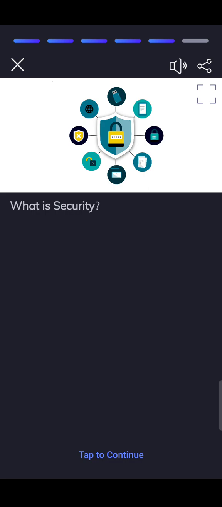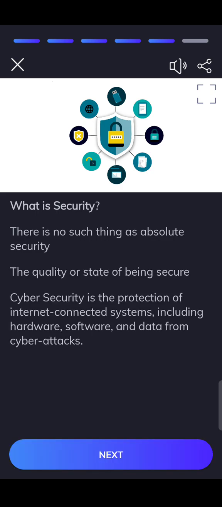What is security? There is no such thing as absolute security. The quality or state of being secure. Cybersecurity is the protection of internet-connected systems, including hardware, software, and data from cyber attacks.